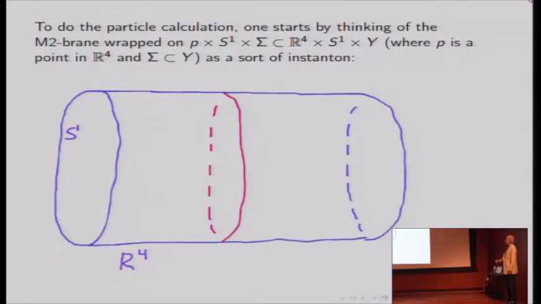So we start by thinking of the M2 brane wrapped on what? Well, it's wrapped on a Riemann surface sigma in Y, and then there's a circle in the S1 and a point in R4. But here I'm not trying to draw Y or sigma. So I'm just drawing a point times S1 in R4 times S1. And R4 I'm just drawing schematically, horizontally. S1 goes this way. And that's a point in R4. And this red dotted line is a point times a circle.